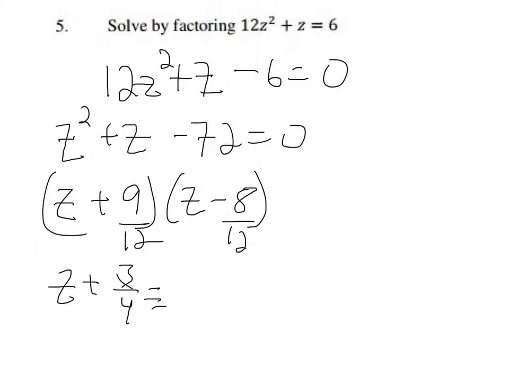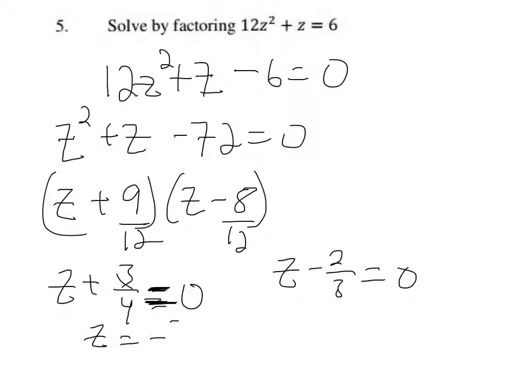Whoops, what am I doing here? No, it won't. That's erase for me. So when does 3/4 equal 0? And when does z minus 2/3 equal 0? Because 8 over 12 is 2/3. So I'm just going to subtract. z equals negative 3/4, and z equals positive 2/3.